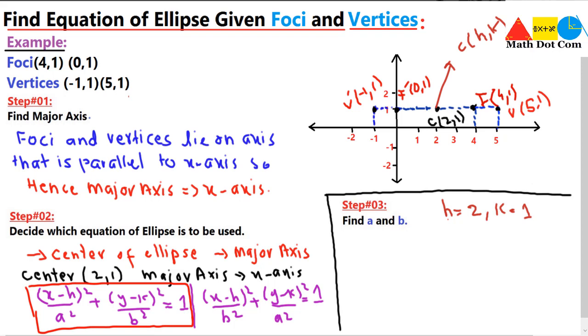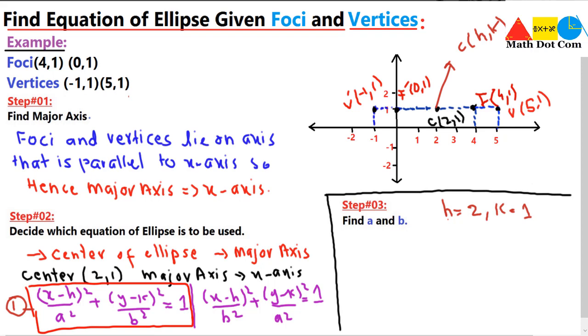So we have h and k, and what is left is a and b. We have to find a and b in order to put the values in equation number 1, the standard equation of the ellipse, to find the equation of the ellipse with the given foci and vertices. So for finding a and b, let's see what we have to do.